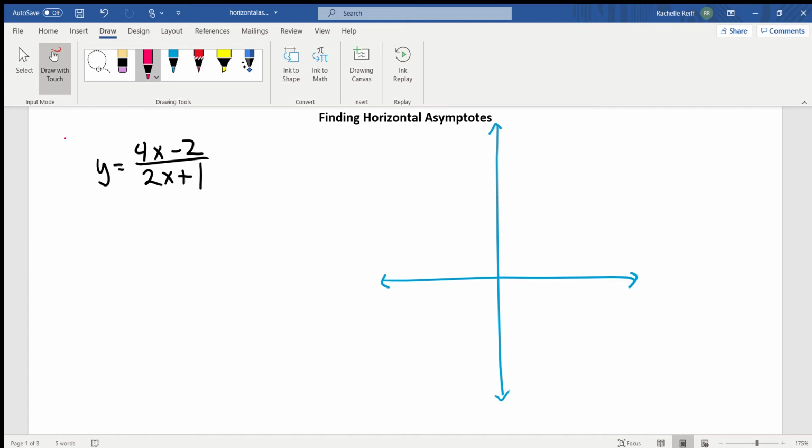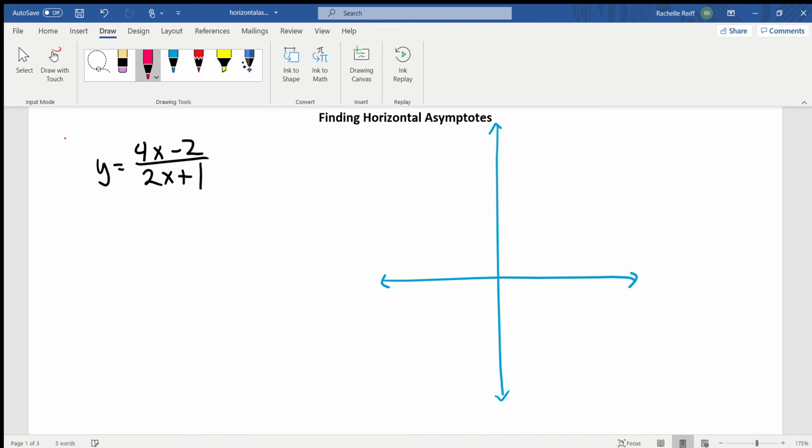Okay, so finding horizontal asymptotes, the first video I'm going to make is just about things that look like this. In other words, it's a polynomial divided by a polynomial. If you're confused what that means, it's just a fraction, and we have x's, but we don't have logs or powers or anything like that. It's just some x's, maybe an x squared here and there.